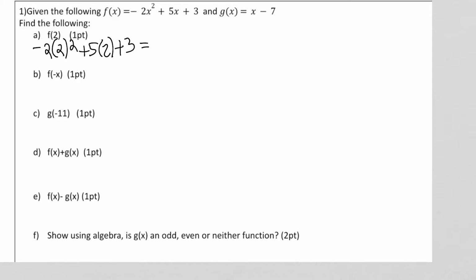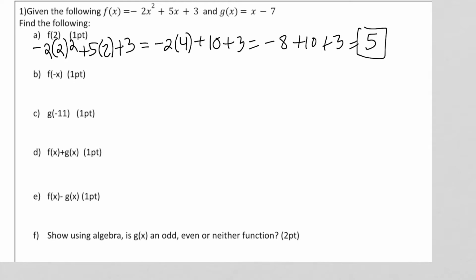So do our order of operations. We have negative 2 times 4 plus 10 plus 3, which is negative 8 plus 10 plus 3. So that gives us 5.